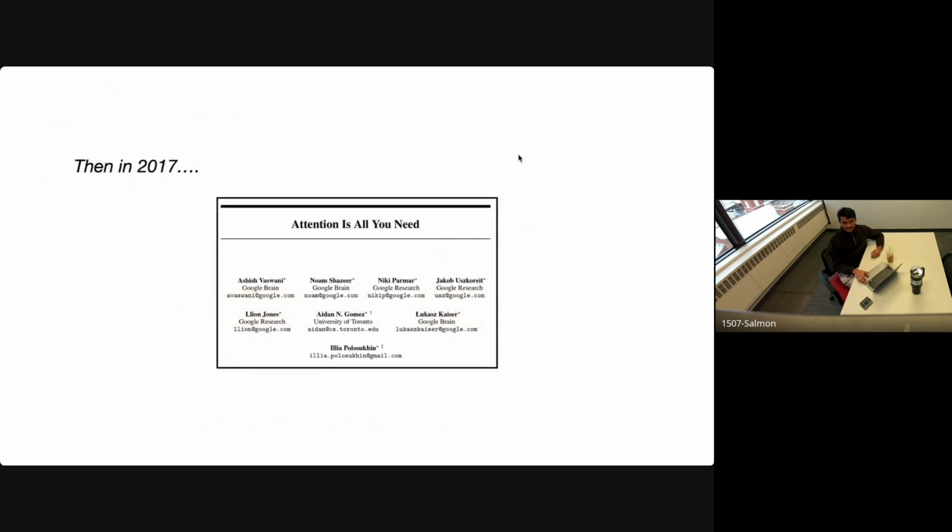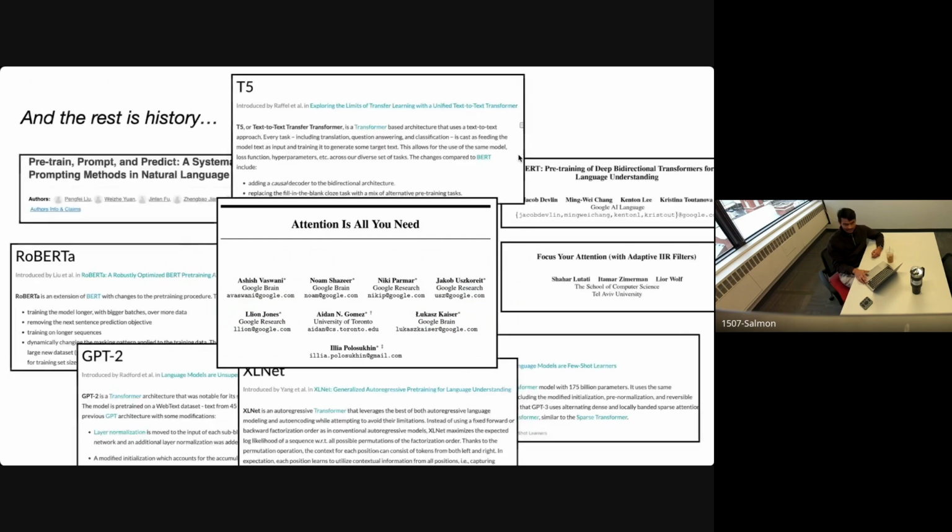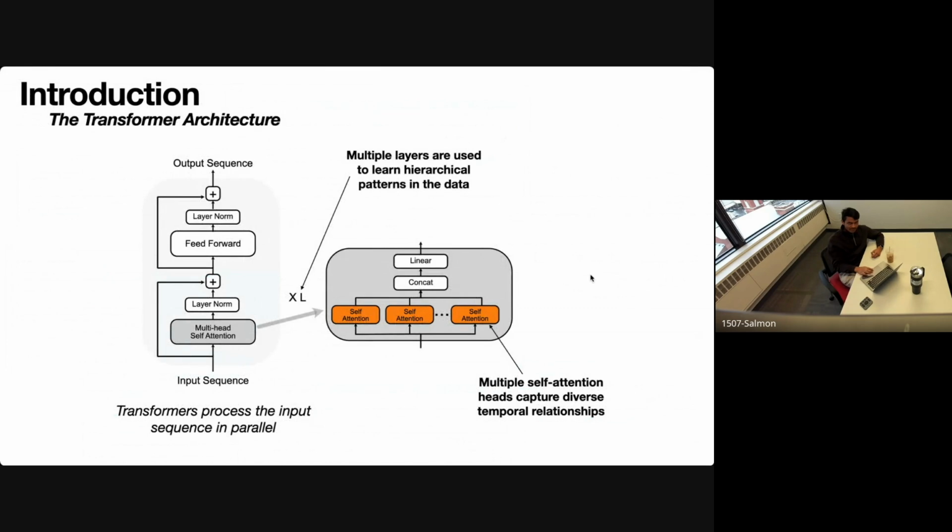However, transformers have recently gained a lot of popularity. In 2017, there was this paper, Attention is All You Need, and then suddenly there were so many papers discussing this approach, which brings us to the question, why don't we see transformers that much in RL? The key idea in transformers was to use multiple layers of deep neural networks, and each of these layers learns hierarchical patterns in the data. In each of these layers, you have multiple self-attention heads, which capture diverse relationships in the data.